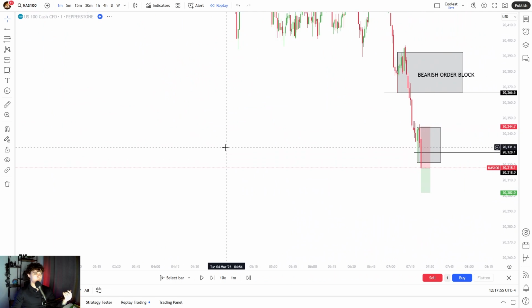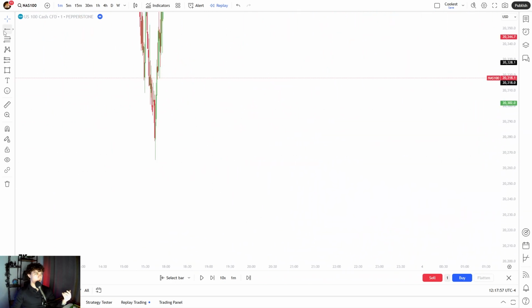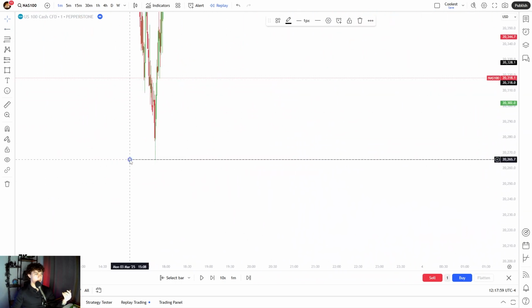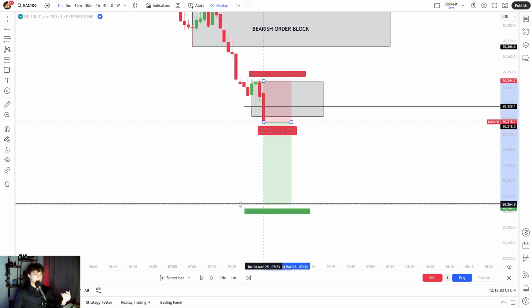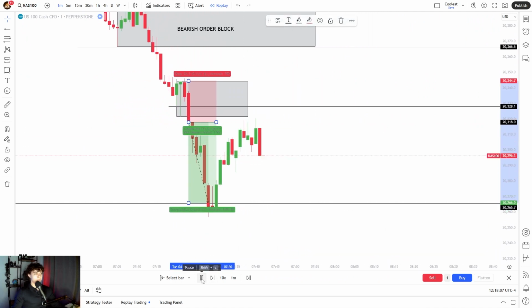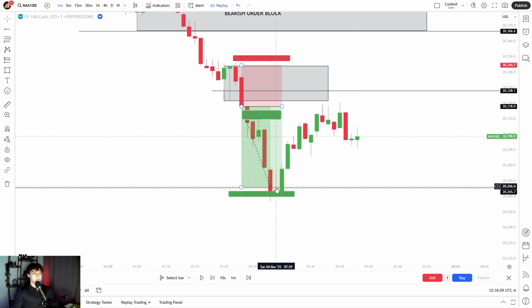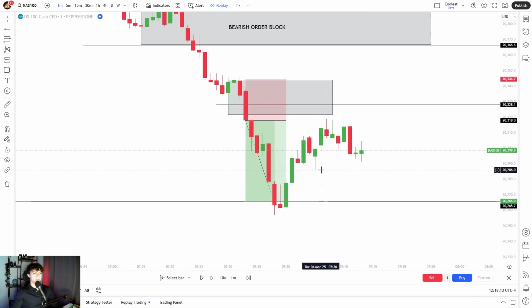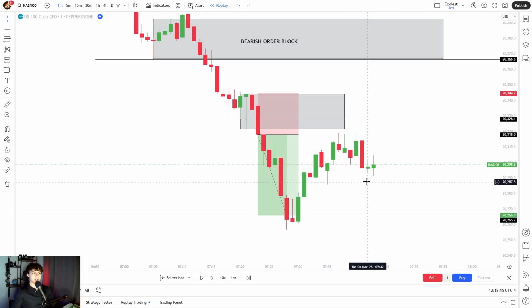And if we want to target some stuff, we could potentially target this low right there. And let's see what happens. That's almost nice 1 to 2 risk-reward ratio. And boom, there we go. We literally tapped into the low right there. And beautiful, beautiful. Amazing. That's how you literally take trades with the order block.